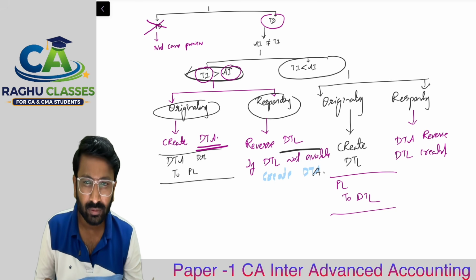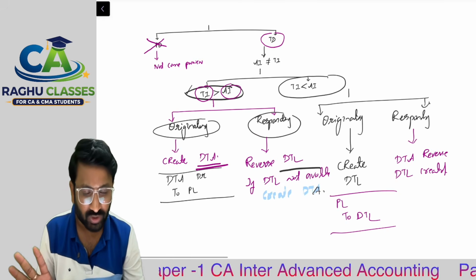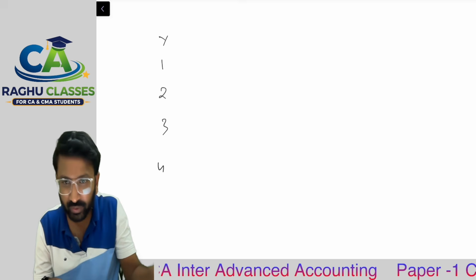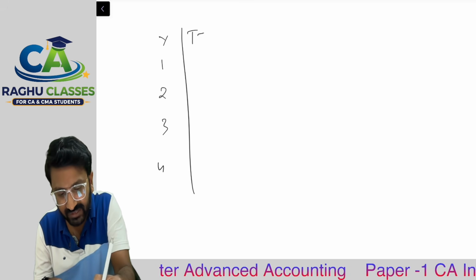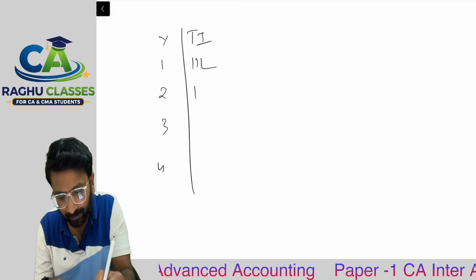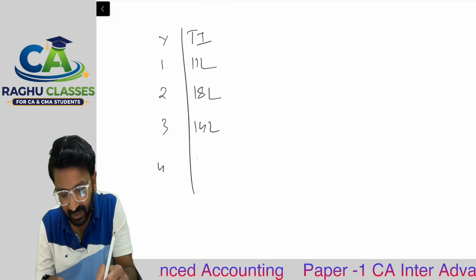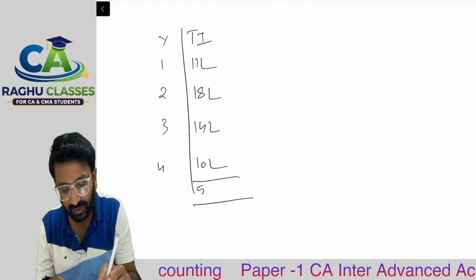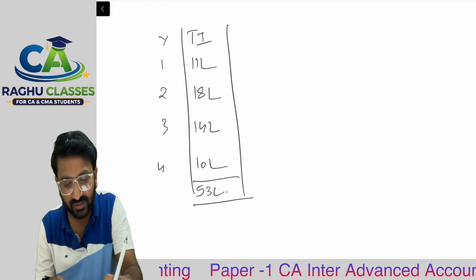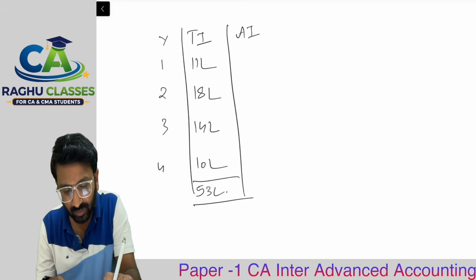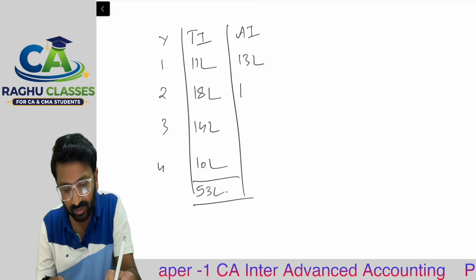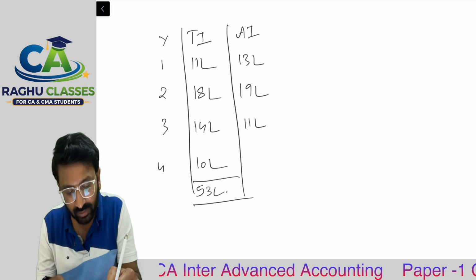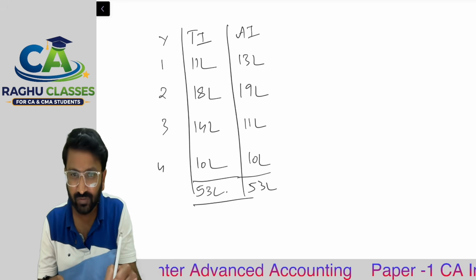Now, let me take an example to explain the above flow chart. Let's say we'll take years 1, 2, 3, 4, four years. Let's say the taxable income is 11 lakh, 18 lakhs, 14 lakhs, and 10 lakh. The total taxable income for all the four years is 53 lakhs. And let's say my accounting income is 13 lakhs, 19 lakhs, 11 lakhs, 10 lakhs. Let's say these are the incomes for the four years.